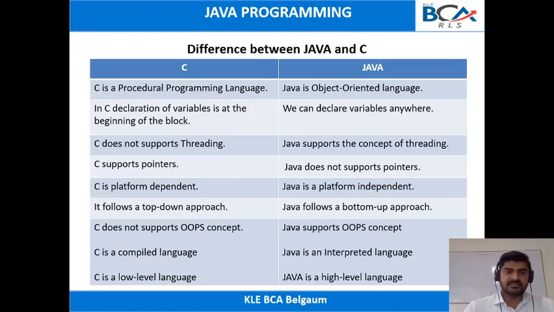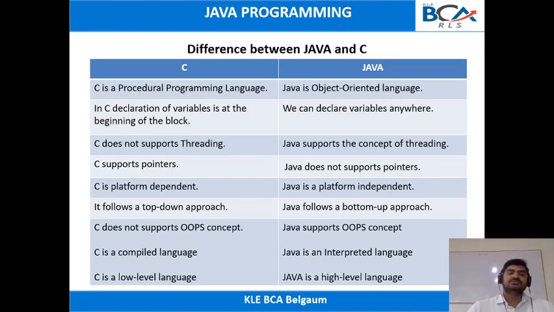The next difference: in C, declaration of variables is at the beginning of the block. Whenever you write a C program, at the beginning of the program, immediately after the main method, you need to declare the variables. With respect to Java, the declaration of variables can happen at any place, inside the function or outside the function. So that is the second difference.